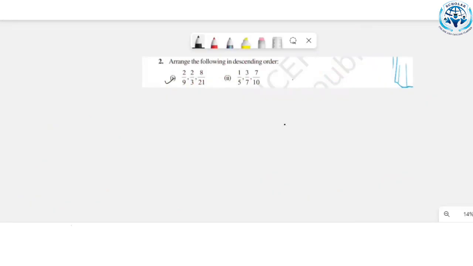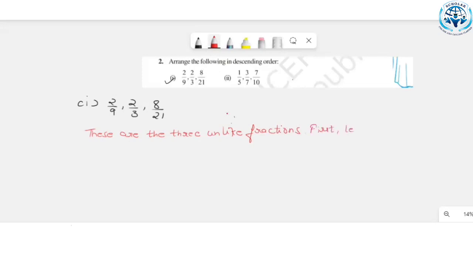In the next question, arrange the following in descending order. The fractions are given. We have to find out which is the largest fraction. Then we will write the second largest, then the third one. These are all unlike fractions. First we will convert them into like fractions with the same denominator. Then we will decide which is the largest one.